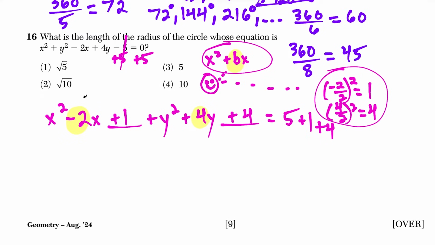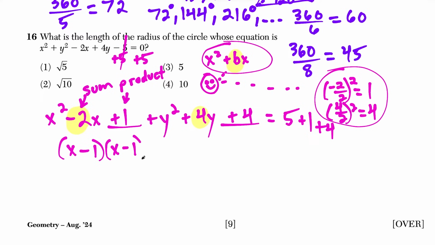So now we're going to factor. And to do this, we have to look for 2 numbers that have a sum of negative 2. And the 2 numbers have to have a product of positive 1. So if you think about the numbers, that's going to be negative 1 and negative 1. So we're going to have x minus 1 times x minus 1. And this works because negative 1 plus negative 1 is negative 2, and the product of negative 1 and negative 1 is positive 1.